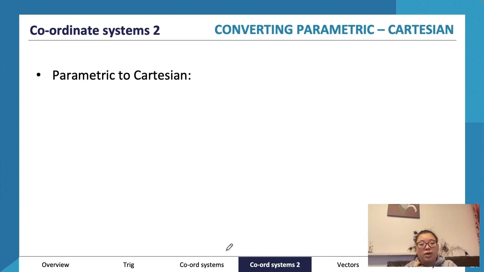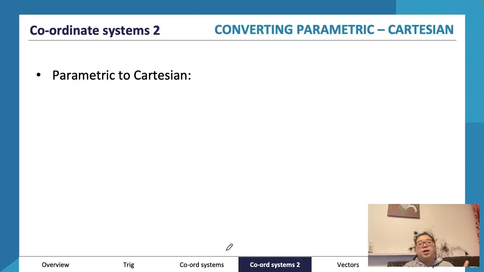The first way to do it is to get everything in terms of your parameter. So t equals something in terms of x, and t equals something in terms of y. That's one way to do it, and then you equate them and mix and match until you can get y in terms of x.